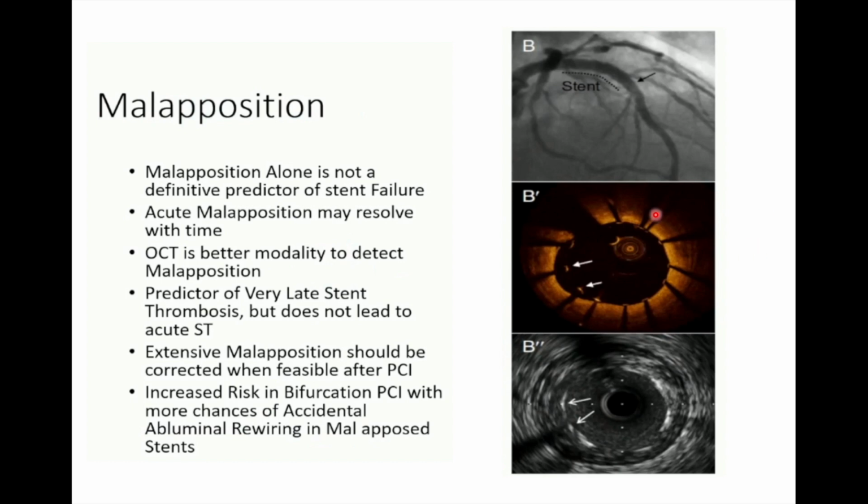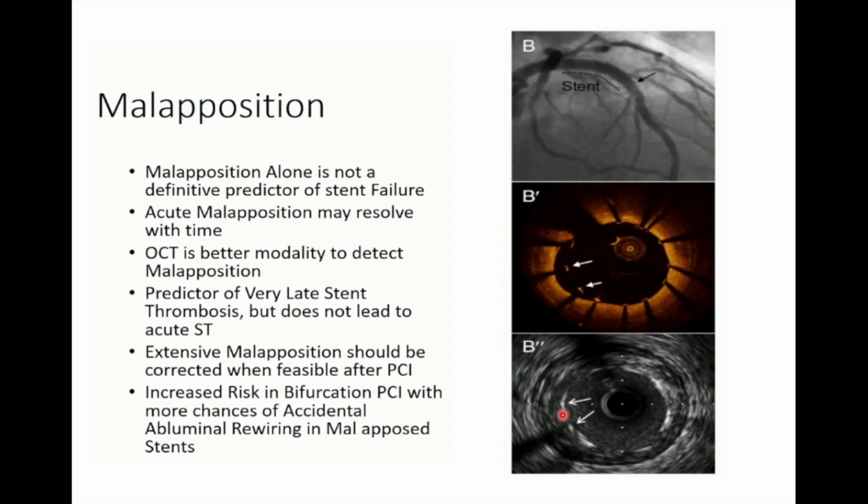You can see how nicely you can see the stent struts here and then the intimal layer, and you can see that there is malapposition in this region. The resolution is not as accurate and nice with the IVUS as compared to the OCT for these intimal and stent structures for the luminal findings. So malapposition is a predictor of very late stent thrombosis but does not lead to acute stent thrombosis.